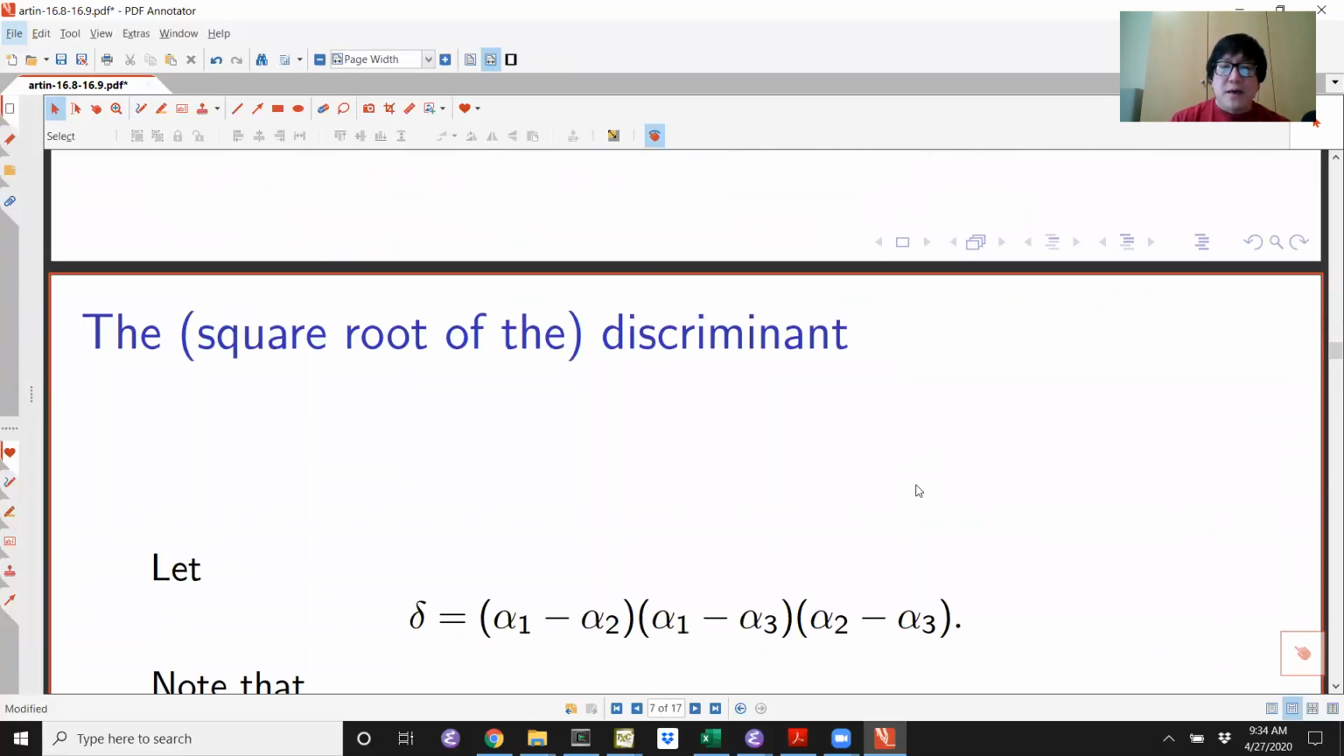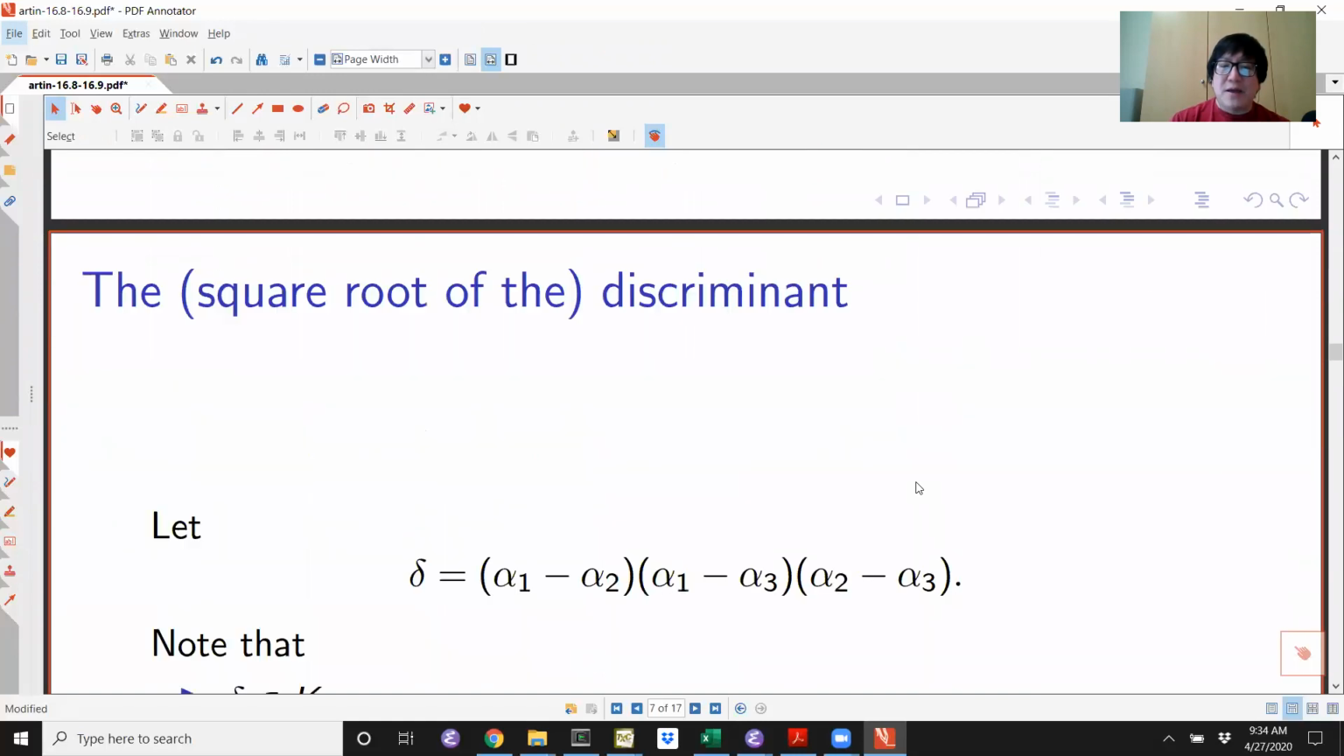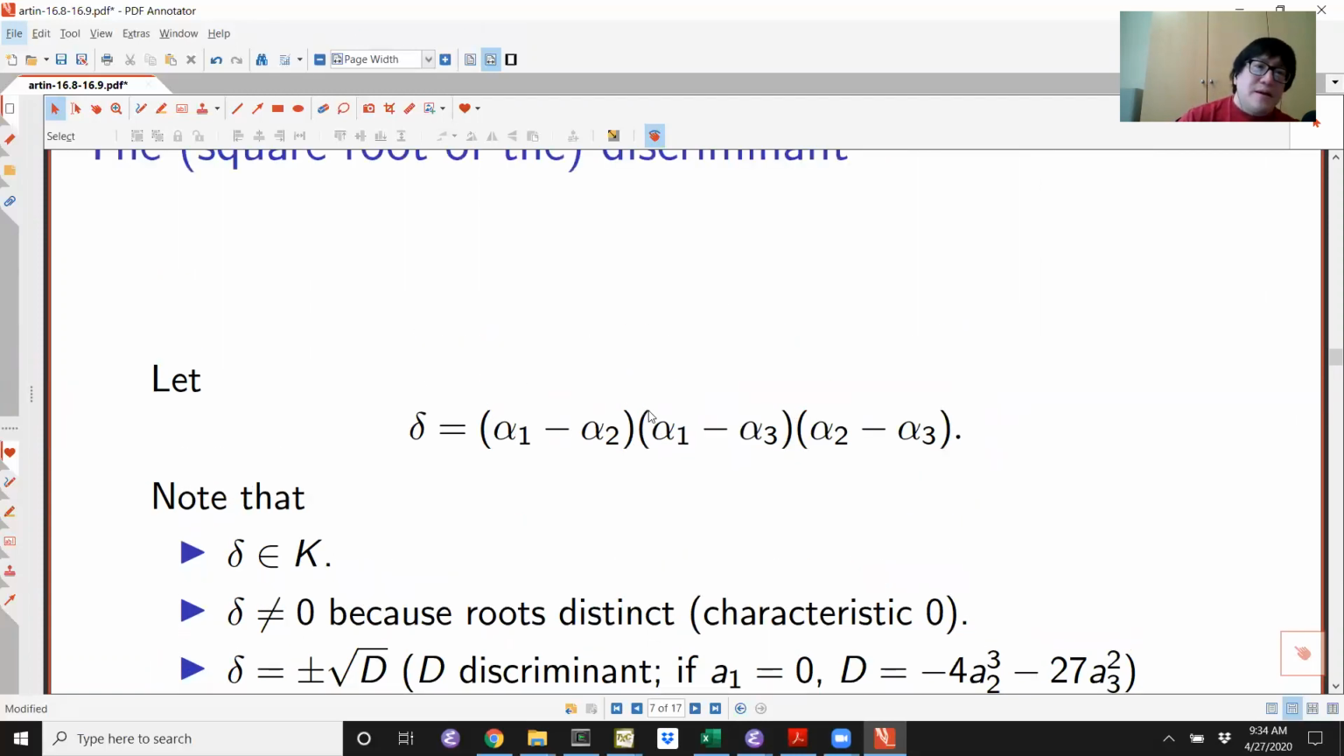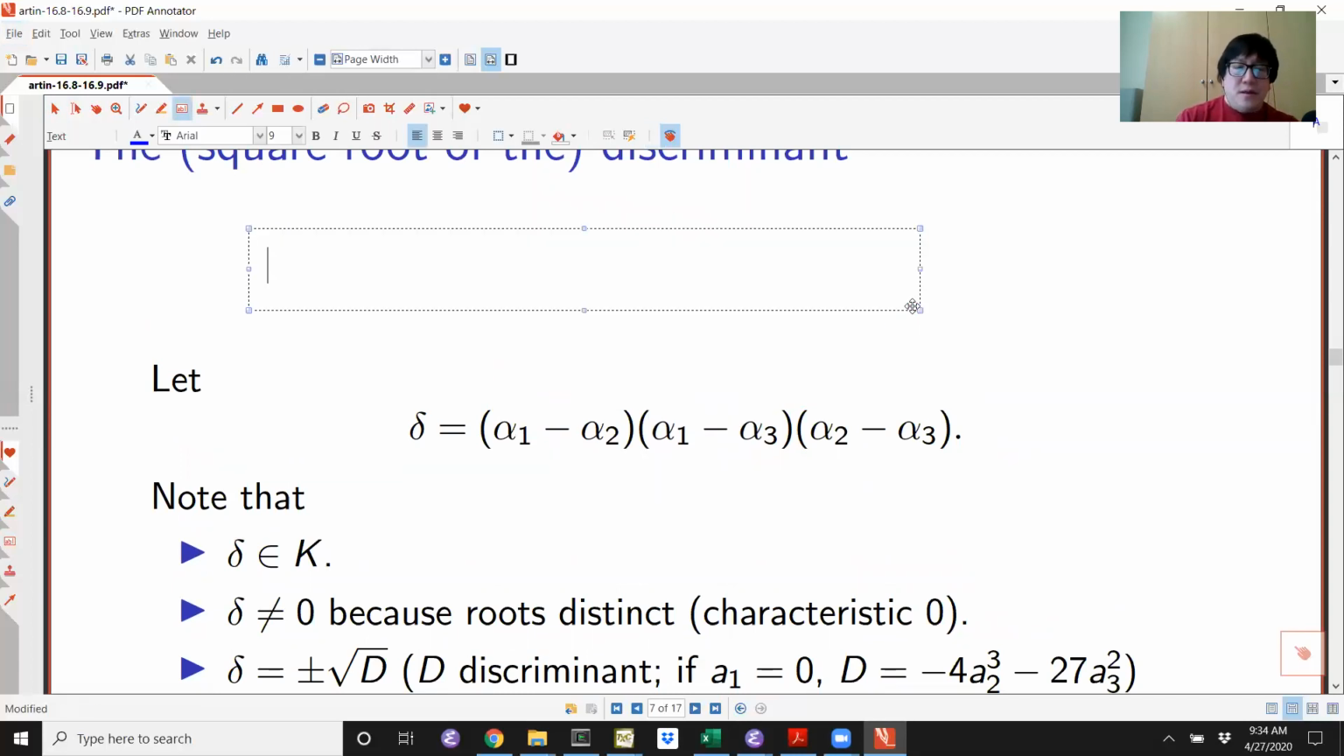Okay. So this particular technique actually works in general, but it completely suffices to wipe out the cubic. So let delta be the square root of the discriminant. Remember, the discriminant is sort of this, except with squares. Well, let me remind you. The discriminant D is this, but everything's squared.